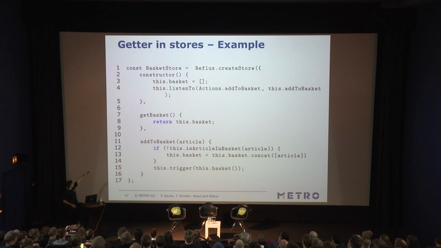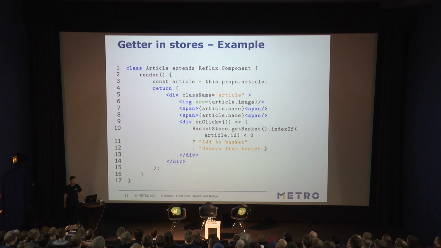But the problematic thing we have in here is the get basket in the middle. So this enables us to directly access the state of a store from the component, instead of handling it via the normal way of the connection we had before. And if we go to the component which is using this, it's again the article as we had it before, and we are just having the article handed in via the properties.